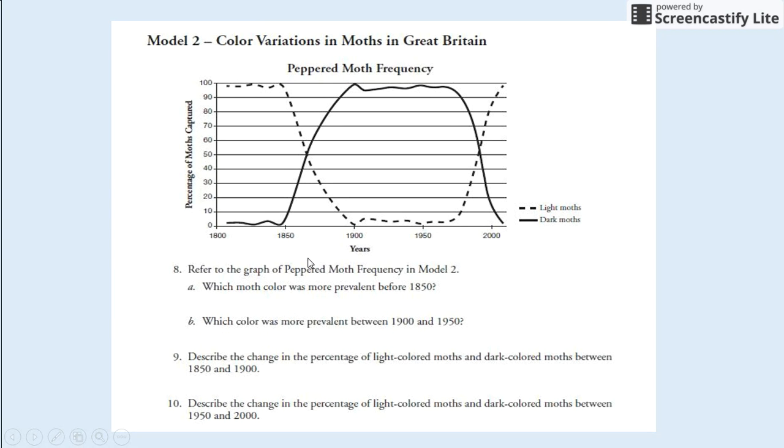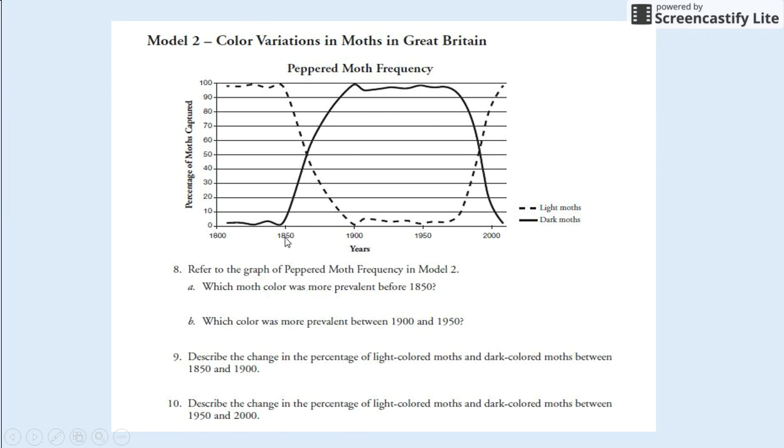So what we have here is two types of moths. We have light moths, which are the dotted line, and dark moths, which are the solid line. We are looking at the years between 1800 and 2000, and what we're measuring is the number of moths that we can capture. So the number of moths that we have that are alive, right? So number 8, we're going to use this graph to answer the following questions. Which moth color was more prevalent before 1850?